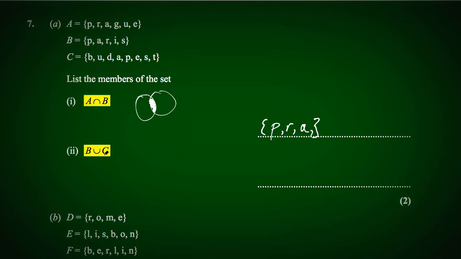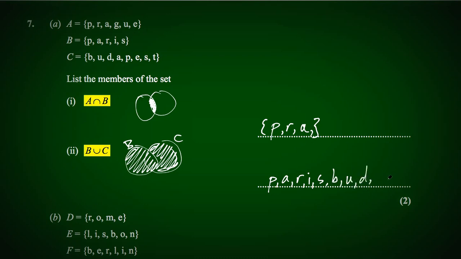B union C means everything in circle 1 or in circle 2 or in both circles, if we're talking about these being B or C on a Venn diagram. So that is everything in Paris and Budapest. I don't need to list the A's twice, though. So P-A-R-I-S, and anything I haven't listed so far. B-U-D, got an A and a P already. Haven't got an E yet. Got an S already. Haven't got a T yet. So that is my set for B union C.